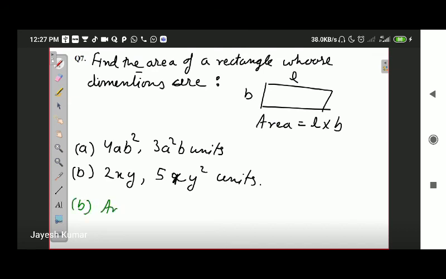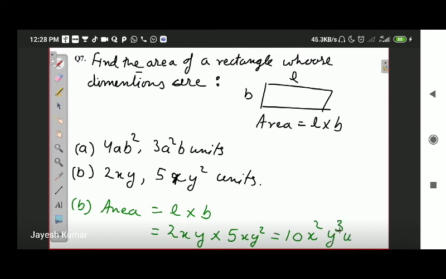Area is equal to L into B. Suppose L is the first term and B is the second term. I multiply constant with constant, so 5 into 2 is 10. Multiplying variable x to variable x gives x square. Multiplying variable y to variable y square gives y cube. So the answer is 10 x square y cube square units.